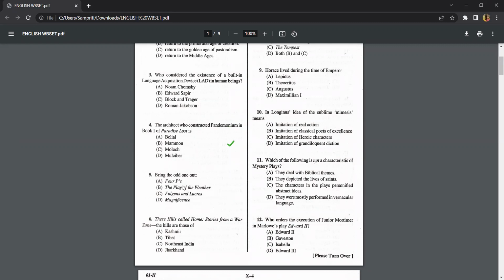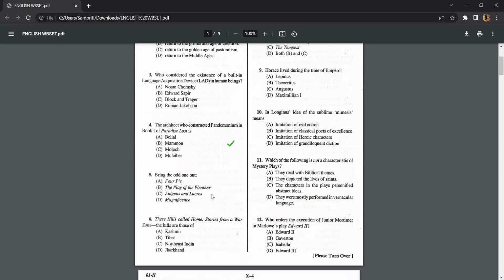Well, I don't know this, but I tried the elimination method, which works most of the time. Four P's and the play of the weather is written by John Haywood, and it was written in the 16th century. Fulgens and Lucrece was also written in the 16th century, late 15th and early 16th century. It is an interlude by Henry Medwall.